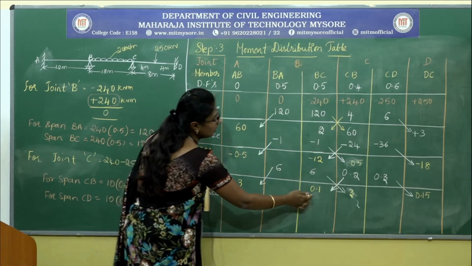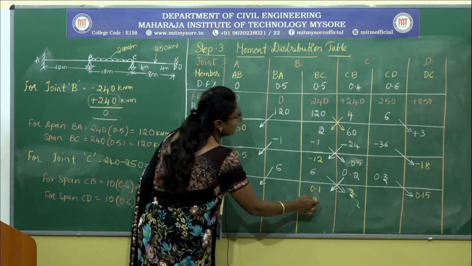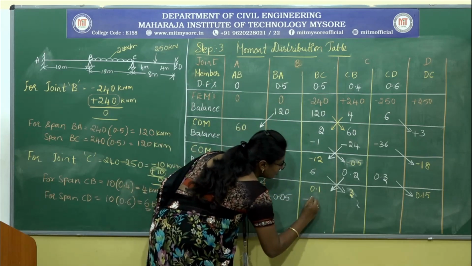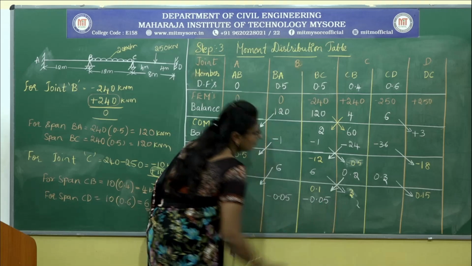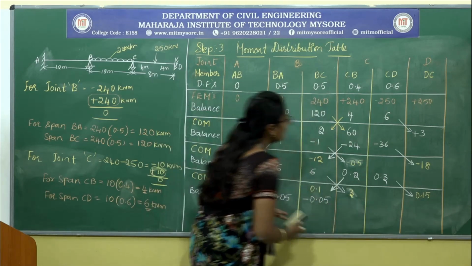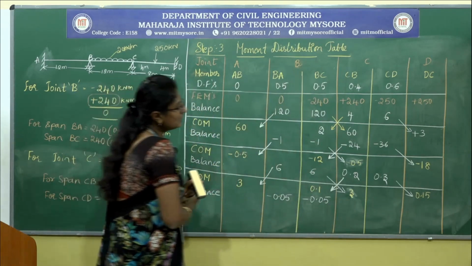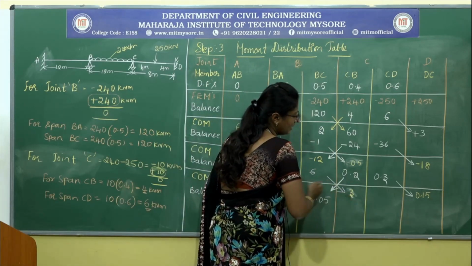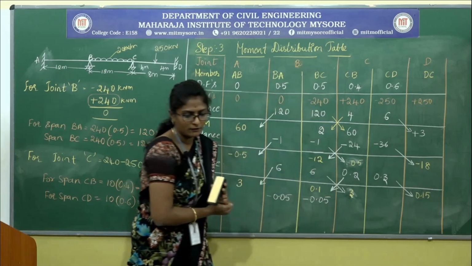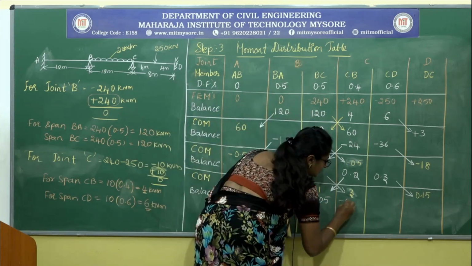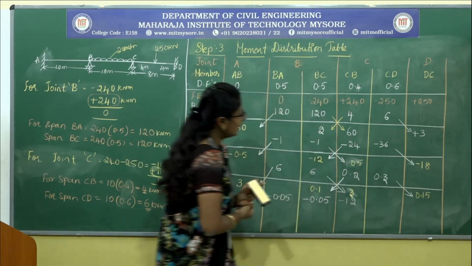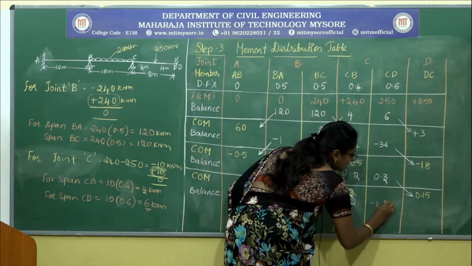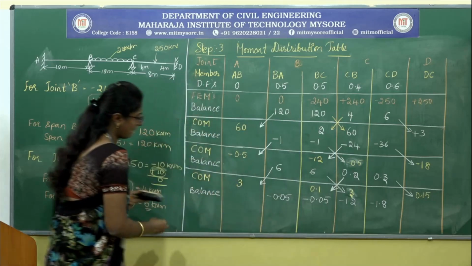So here 0.1, to balance this, minus 0.1 into 0.5 will give you minus 0.05, and here also minus 0.05. Then again +3 is the unbalanced moment. In order to balance this, we have to consider -3. -3 into 0.4 will give you minus 1.2, and again 3 into 0.6 will give you minus 1.8.